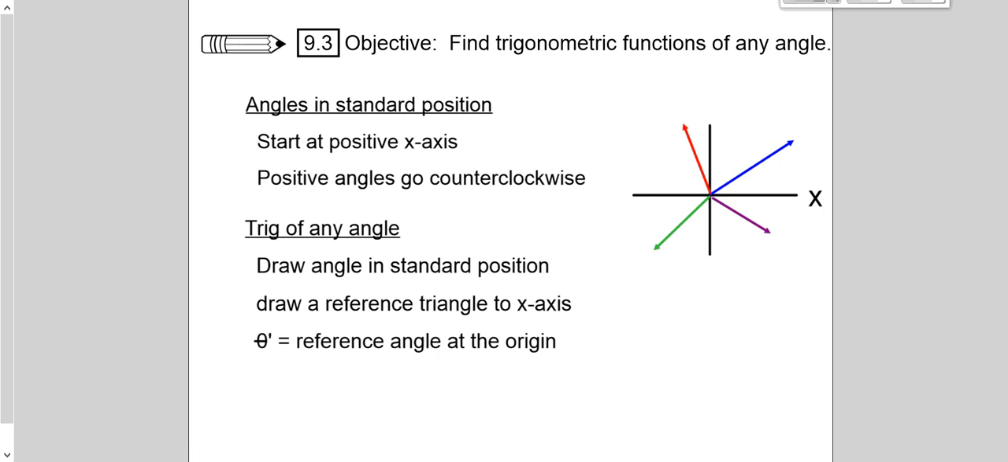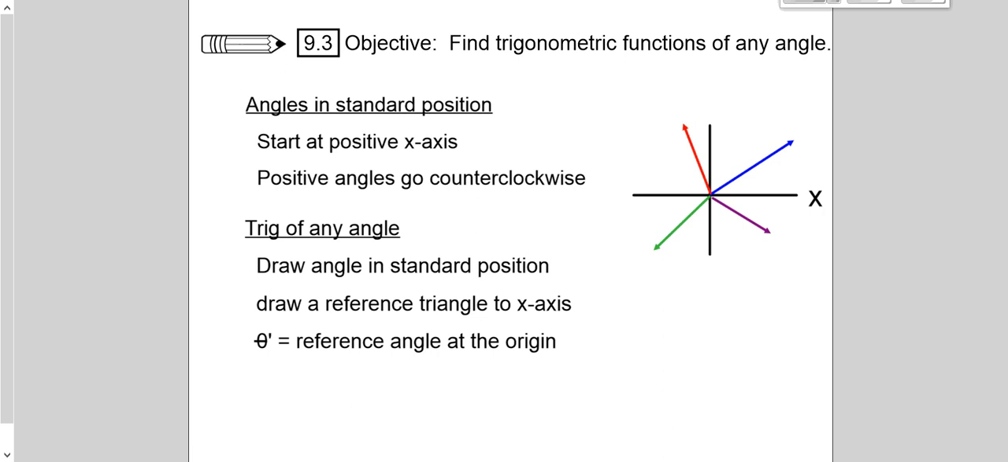This is lesson 9.3. Our objective: find trigonometric functions of any angle. Any angle means it can be more than 180, it can be more than 360, it can be negative, positive, it can be in radians or degrees.